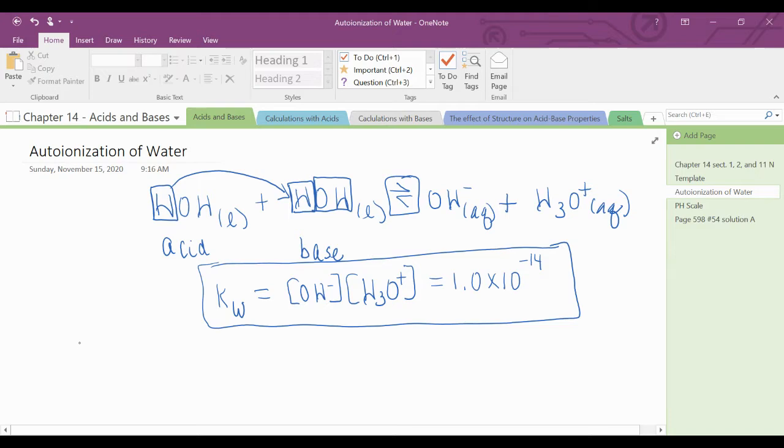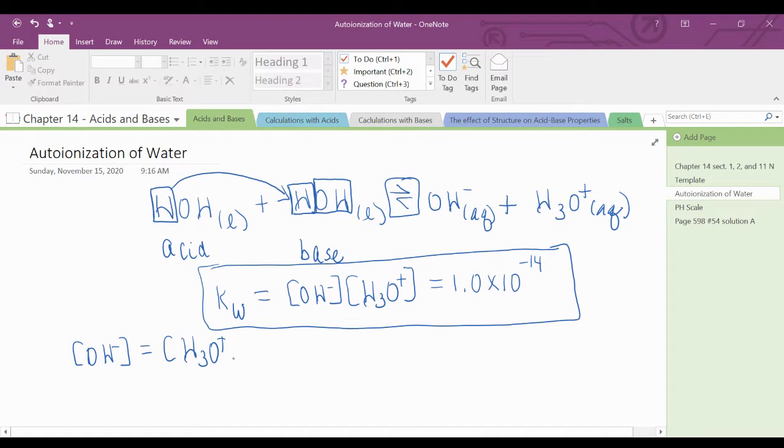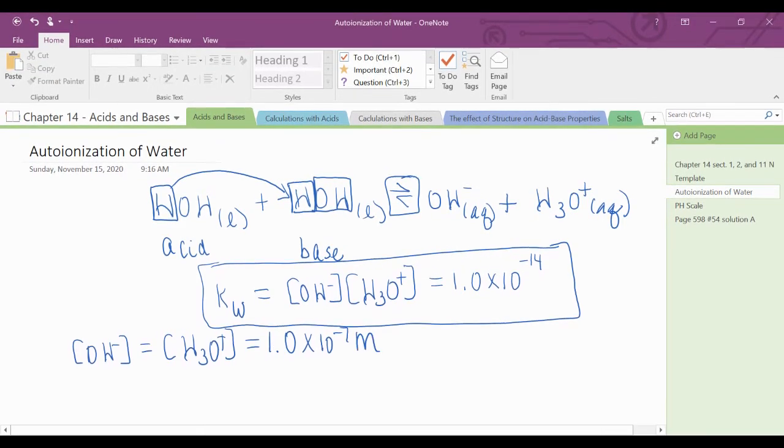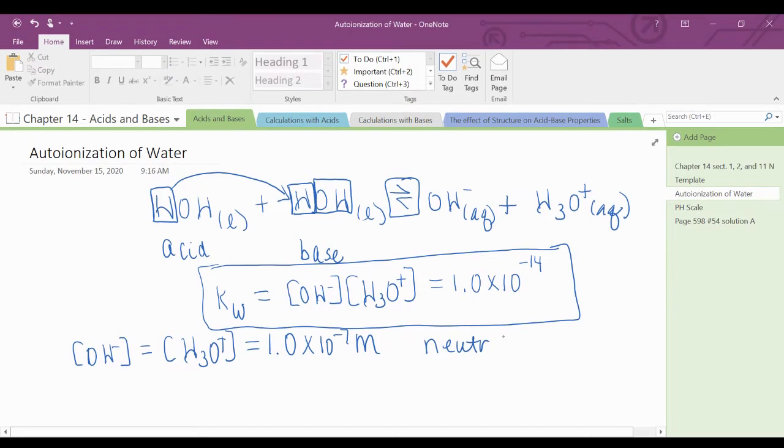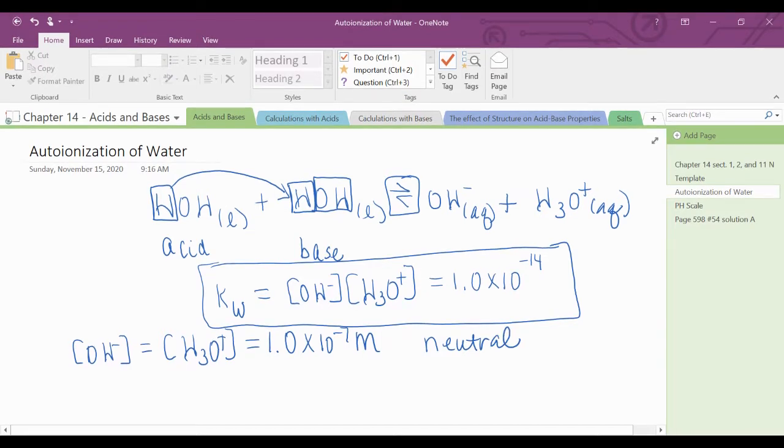So if I have pure water, the hydroxide concentration and the hydronium ion concentration are going to be equal to each other. And they would have to be equal to 1 times 10 to the negative 7th molar in order for Kw to be 1 times 10 to the negative 14th. And so when hydronium and hydroxide are both equal to that value, you have a neutral solution.